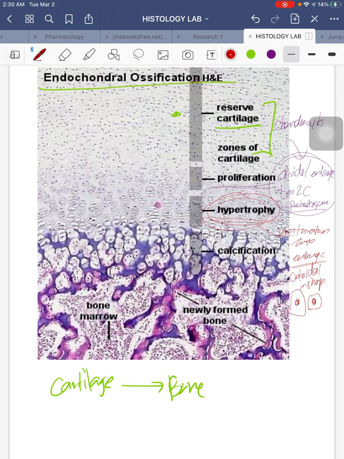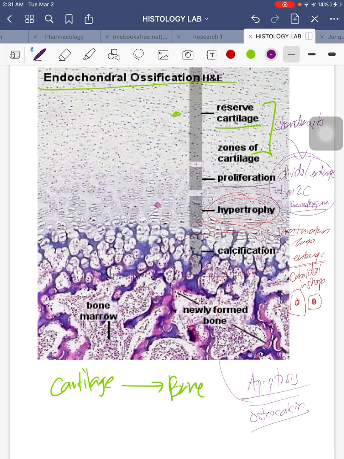Your zone of calcification is when your chondrocytes will undergo apoptosis, meaning they will die as programmed cell death. When they die, they will release matrix vesicles and your osteocalcin into the matrix. This is just extra information which I think was lectured. Osteocalcin will initiate calcification with the release of these matrix materials, and calcification will lead to bone growth or bone formation.